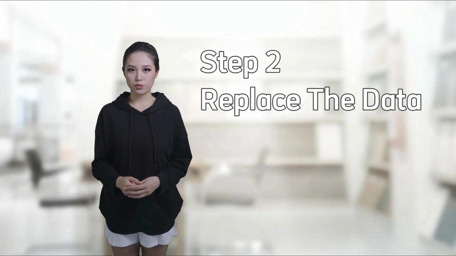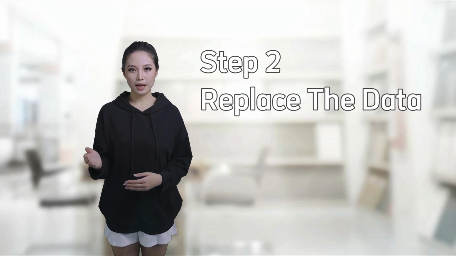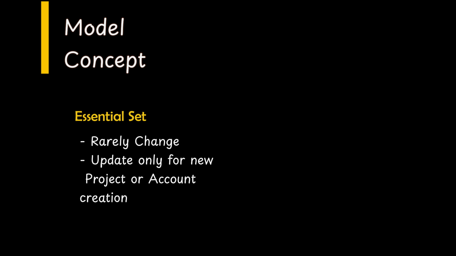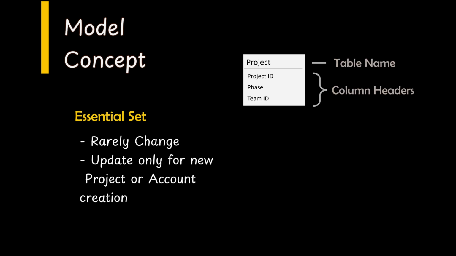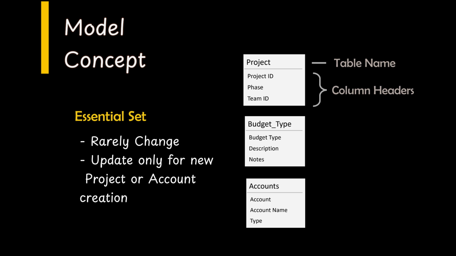Step 2. Replace the dataset. Before we dive into the dataset, let's cover the high-level overview of the data structure. For tracking your project's progress, you might have multiple Excel tables and files. This dashboard simplifies it into 3 main datasets. The first set includes essential information, such as project setup info, budget type info, and account info. These tables rarely change unless you add new project or account, or revise existing data.